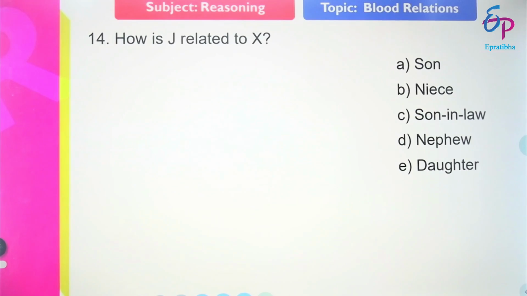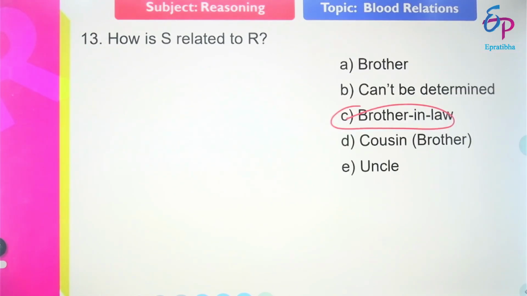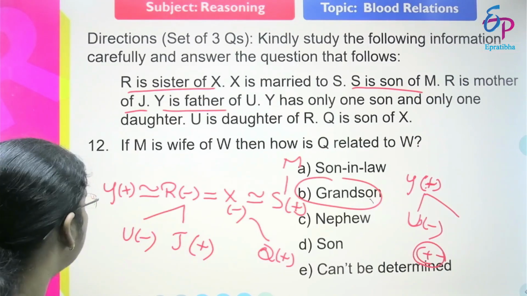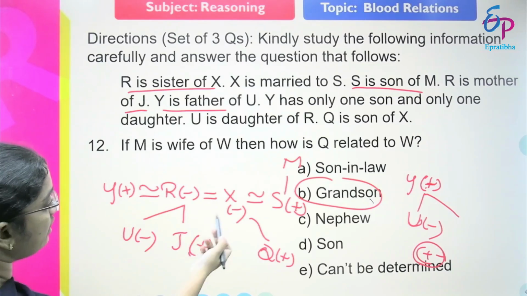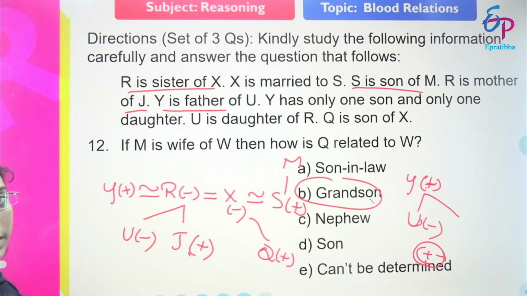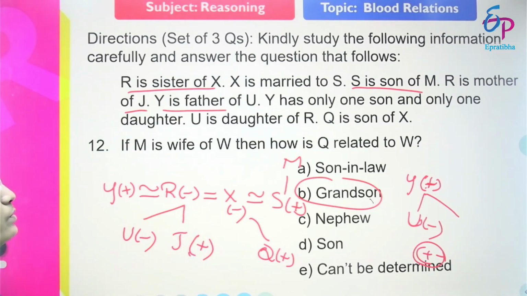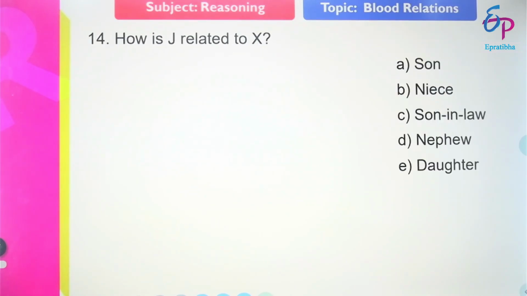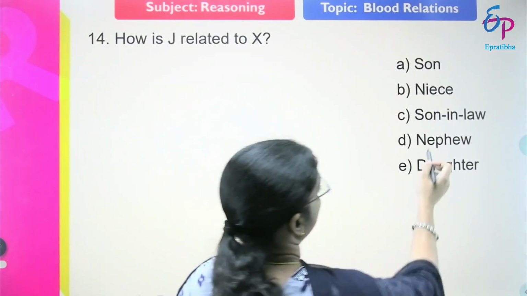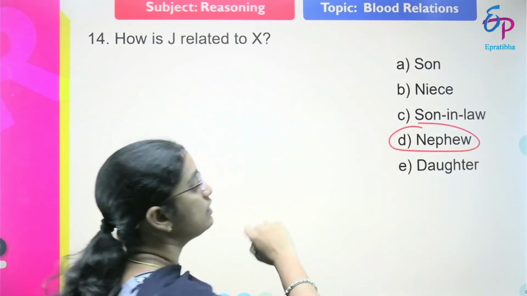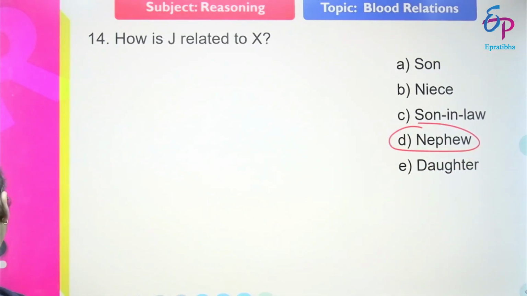How is J related to X? X's sister's son. A brother or sister's son is nephew. So we have that answer in our options. So our answer is nephew. Then move to the next question.